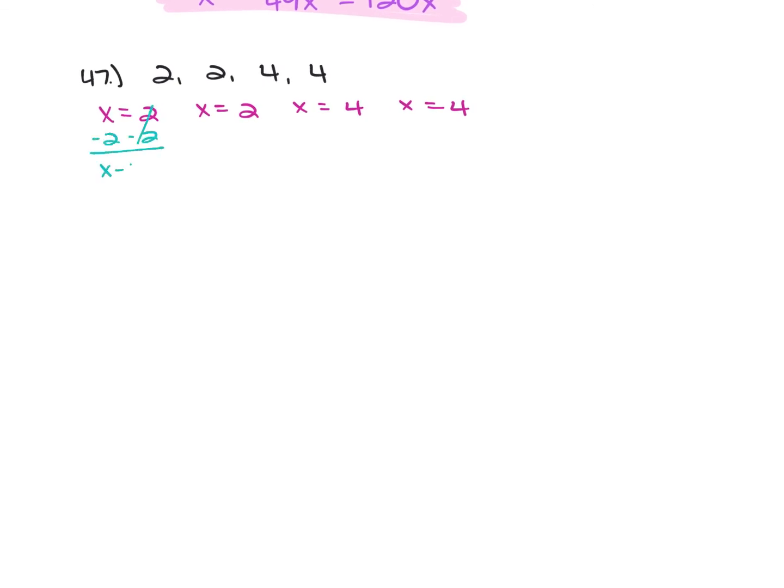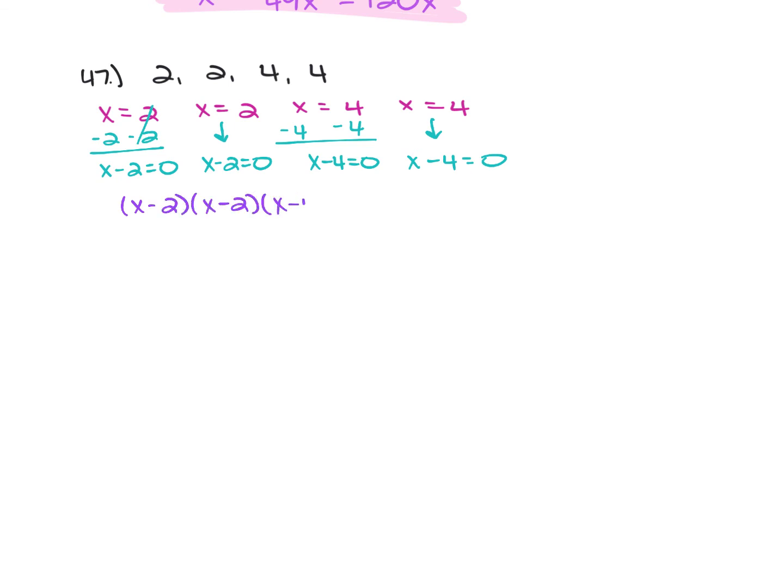That gives us x minus 2 is equal to 0. Same thing with this one. We do the same thing with the 4, subtract it from each side. And that gives us x minus 4 is equal to 0, which is the same thing for that last one also. So if we set these all in a set of parentheses, we're going to have x minus 2 times x minus 2 times x minus 4 times x minus 4.